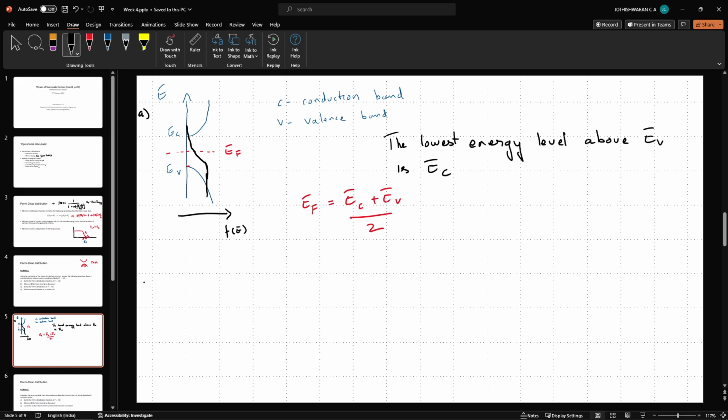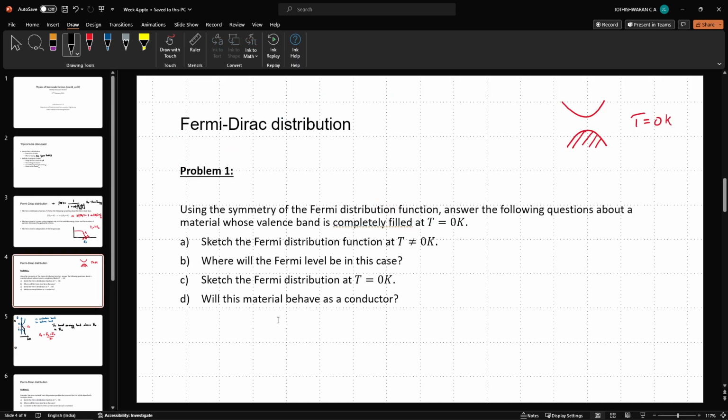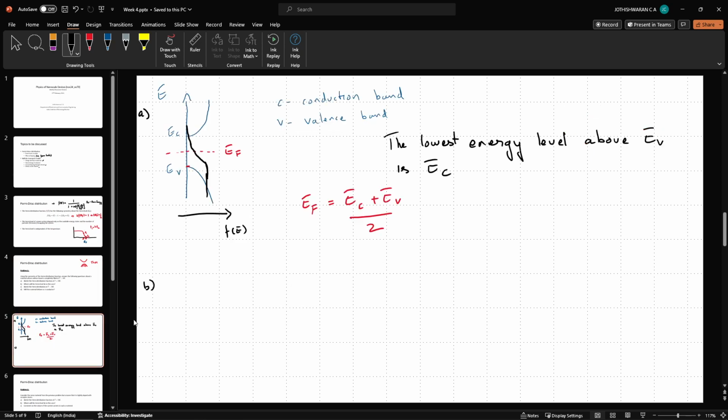And moving on to part B. Part B is a pretty straightforward question. Part B for this is where will the Fermi level lie? So that has been answered. So this itself is part B. So we have to move on to part C.